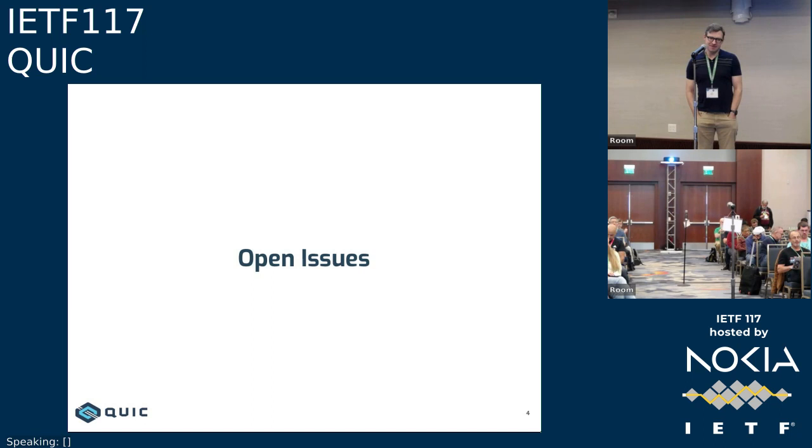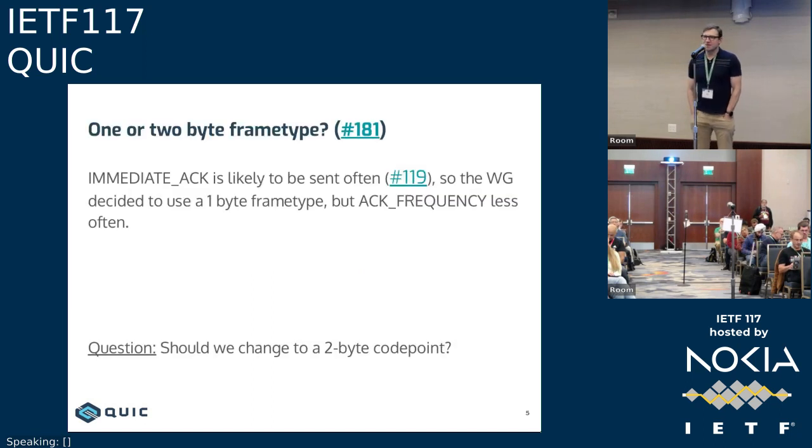Next slide. All right, let's go through some open issues. So this is the big one. So I would like to get this settled. Martin, I believe, opened this issue. Is that okay? I think Martin suggested that IMMEDIATE_ACK is worthy of having a 1-byte frame type, which we kind of spent some time on in the past, but ACK frequency was going to be sent much less often. And given the number of 1-byte frame types we have, maybe 2 bytes is just totally fine.